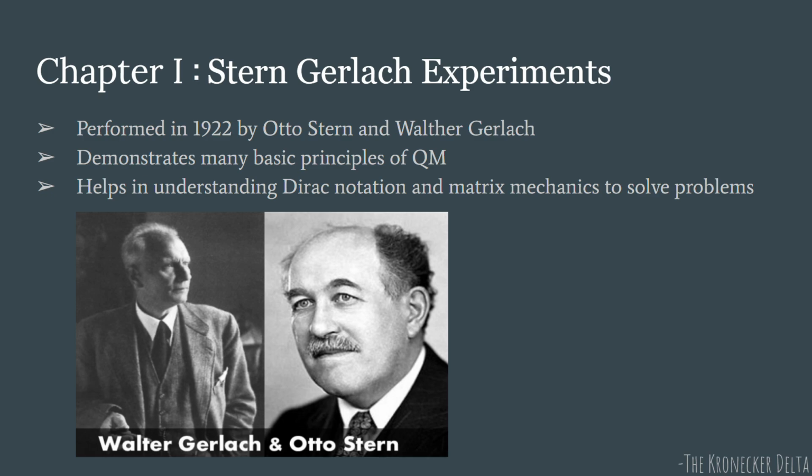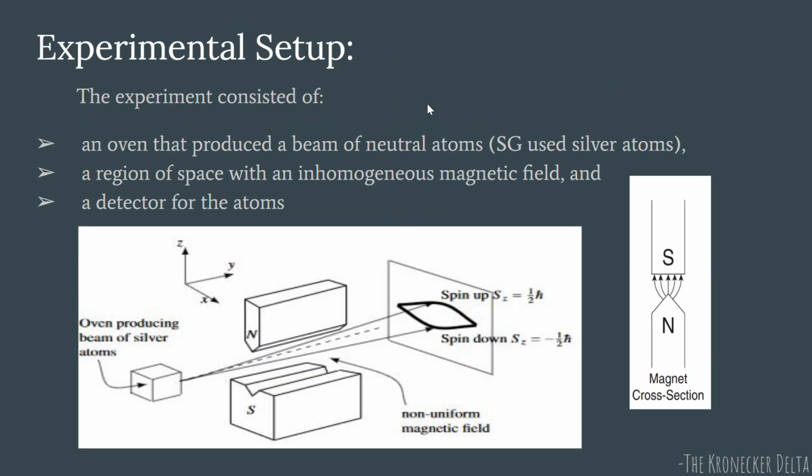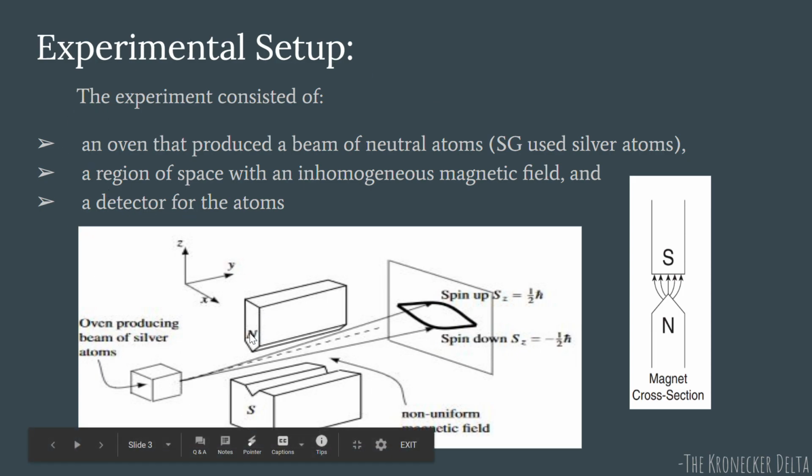This experiment tells us how quantum mechanics works in principle, that is the postulates, and in practice, that is the matrix mechanics and Dirac notation. So let's understand the experimental setup of the experiment. There are three major parts. First there is an oven, there is an inhomogeneous magnetic field, and then there is a detector.